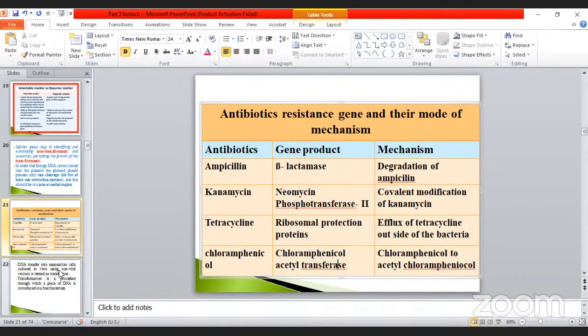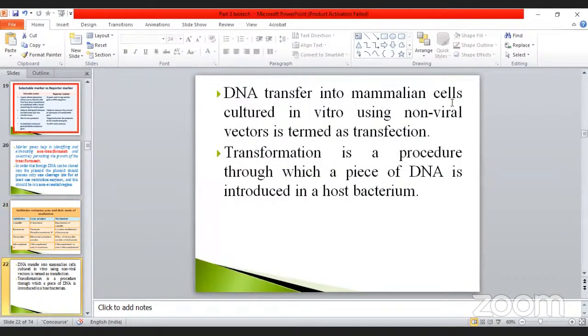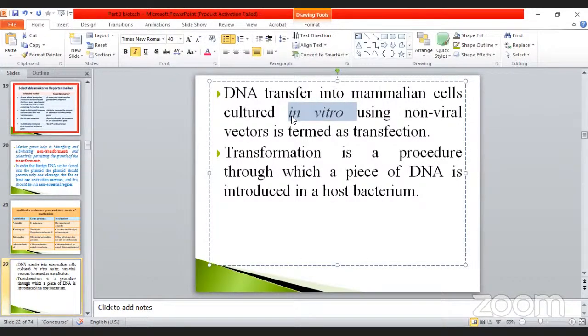See the next one: DNA transfer into mammalian cells, culture in vitro. Culture in vitro means within the lab. Using a non-viral vector, it's termed as transfection. Don't forget, my dear students, what is transfection? Sometimes they may ask the question about the non-viral vector used for mammalian cell culture. That is very, very important. DNA transfer into mammalian cell culture in vitro using a non-viral vector is termed as transfection.